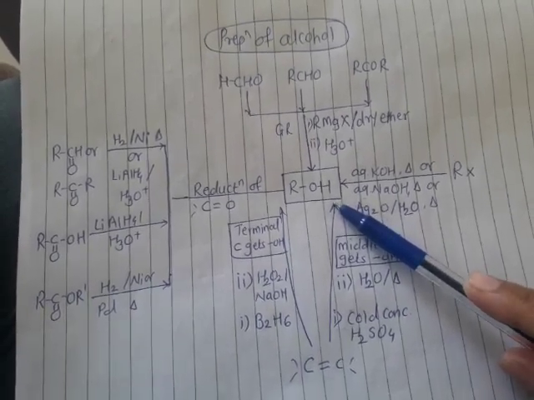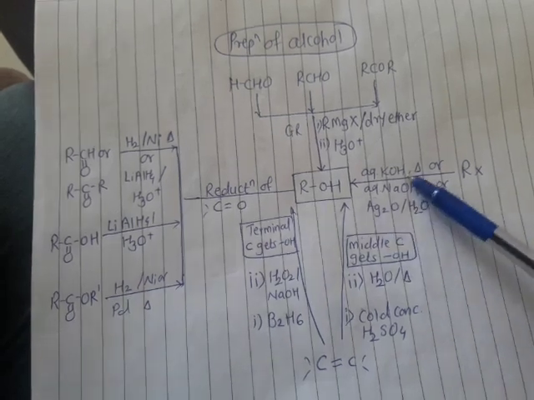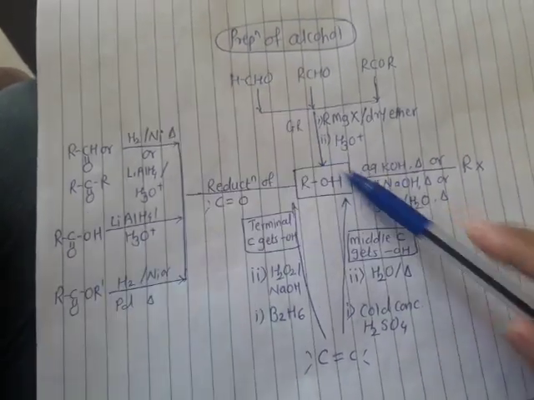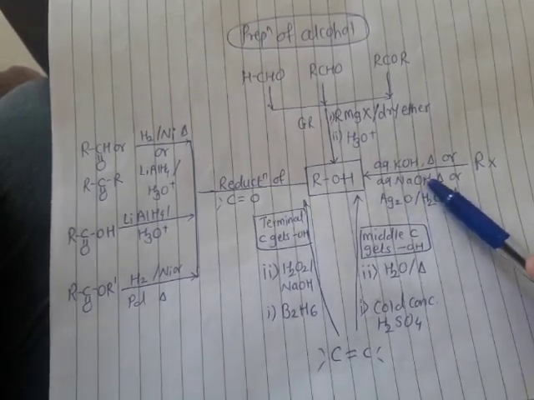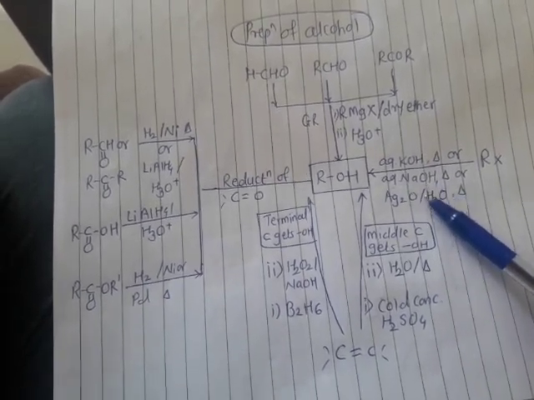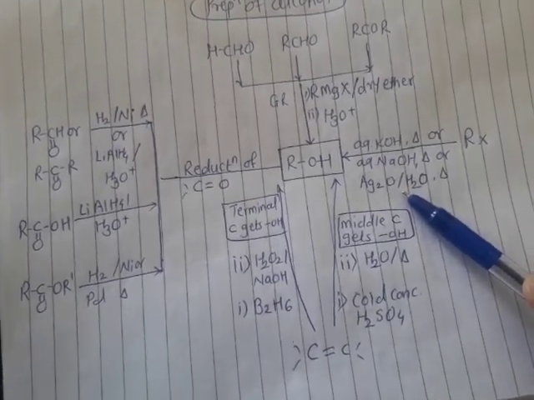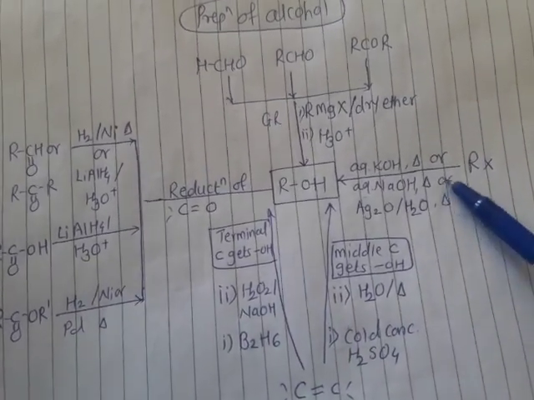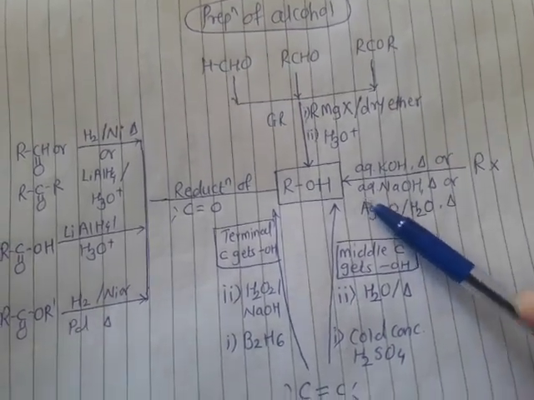This is the preparation of alcohol. It is prepared by five different methods. First method is by using aqueous KOH or aqueous NaOH, or by using moist silver oxide. Alkyl halide reacts with aqueous KOH or NaOH or Ag2O, and we get ROH.